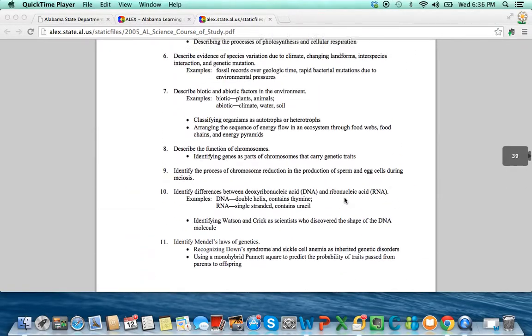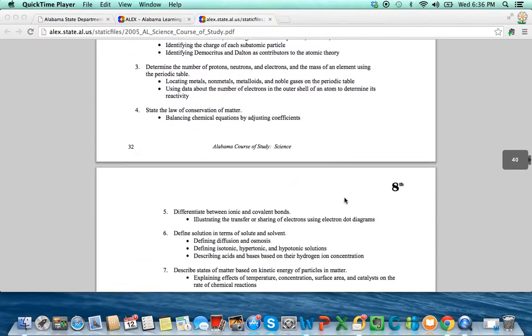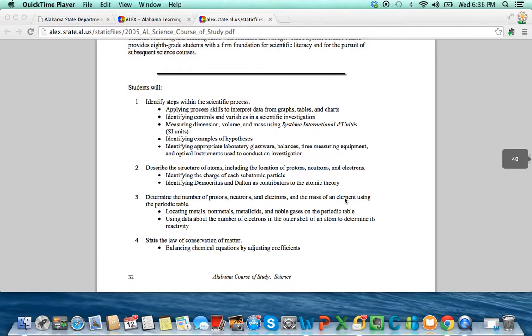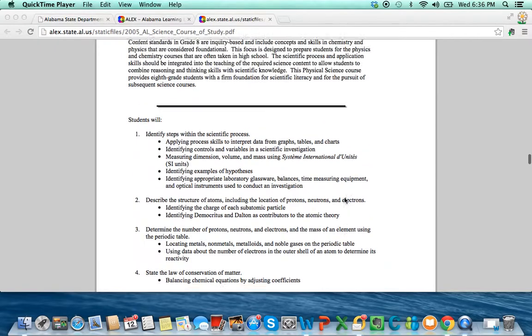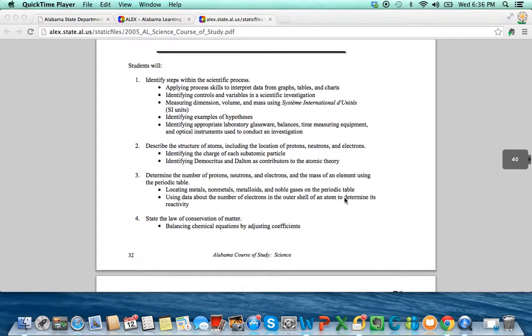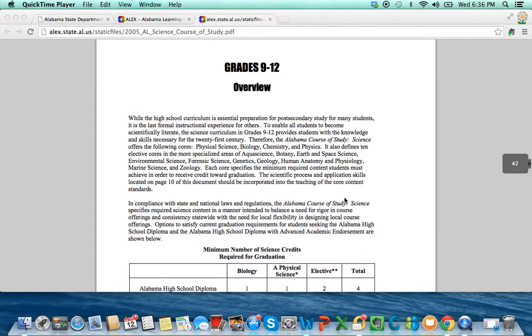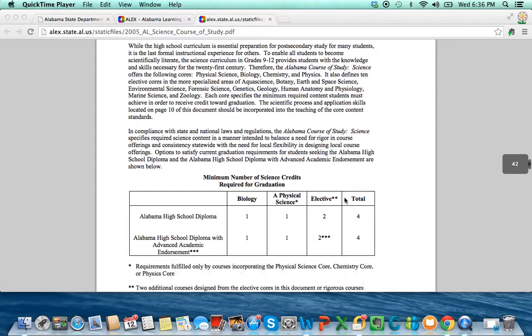Now, some of you have chosen these courses as your course of focus for this course. So in a moment I'm going to describe what I want you to do with these courses of study, but I just want to be certain that you know where these courses of study are. Then of course we get through the 9 through 12 overview.